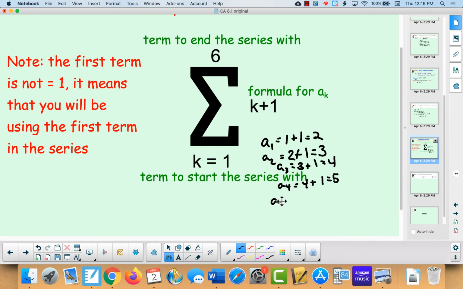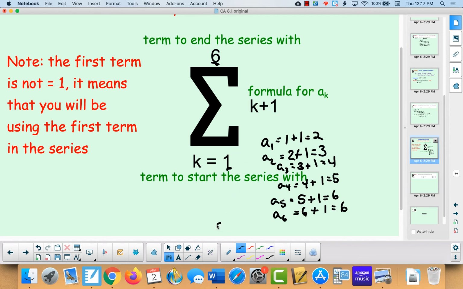K is 5 for my fifth term, and K is 6 for my last term. I know to stop at 6 because that's this top number. I know to start with 1, and I'm plugging each of those numbers from 1 to 6, whole numbers only, in for K, and then figuring out what each term is.